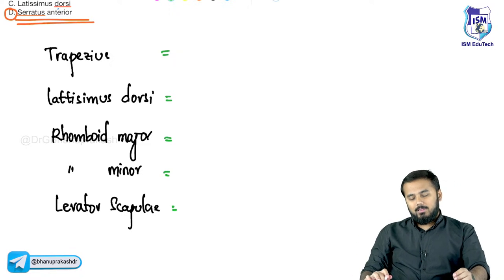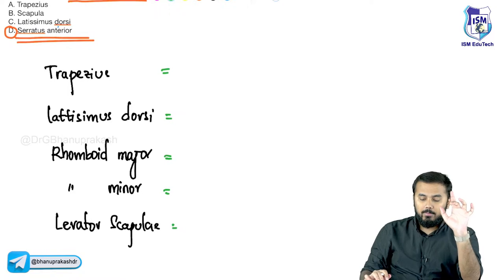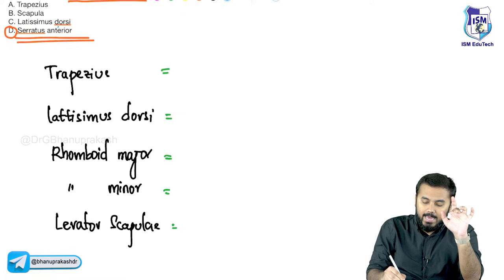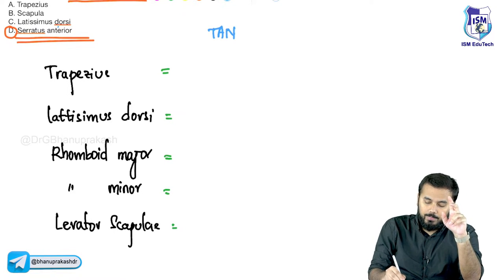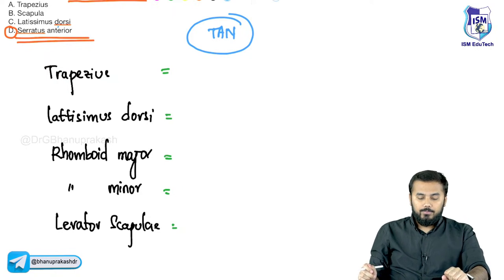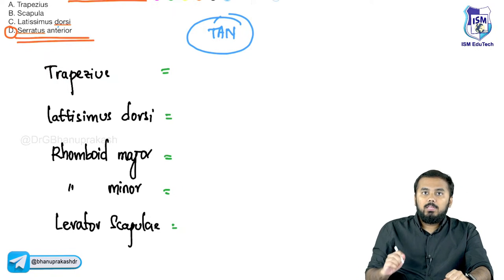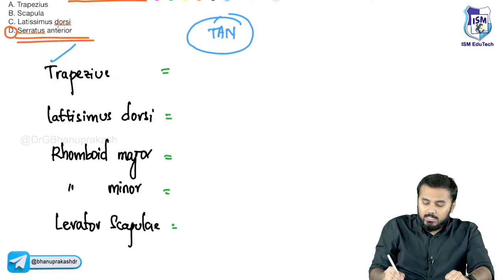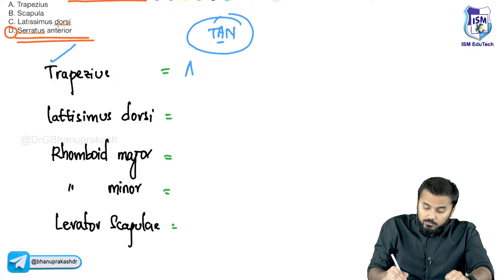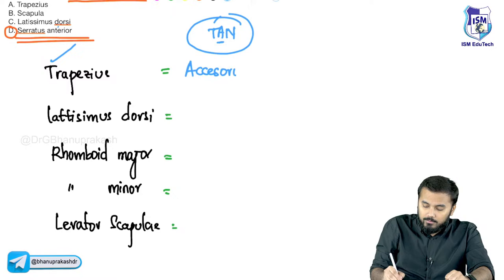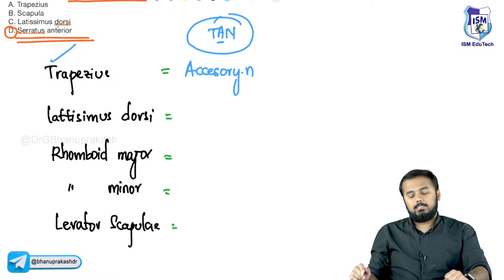Sir, how to remember this? Only one thing you need to remember here is the mnemonic TAN. T-A-N. TAN. Now, what is T standing for? T stands for trapezius. What is A standing for? A stands for accessory nerve.